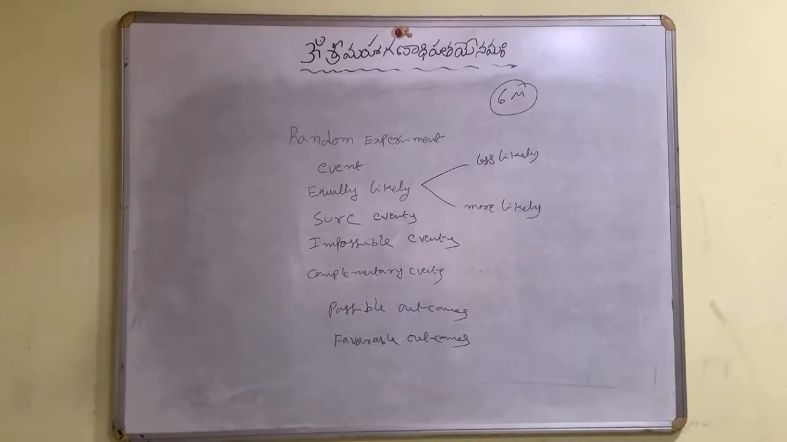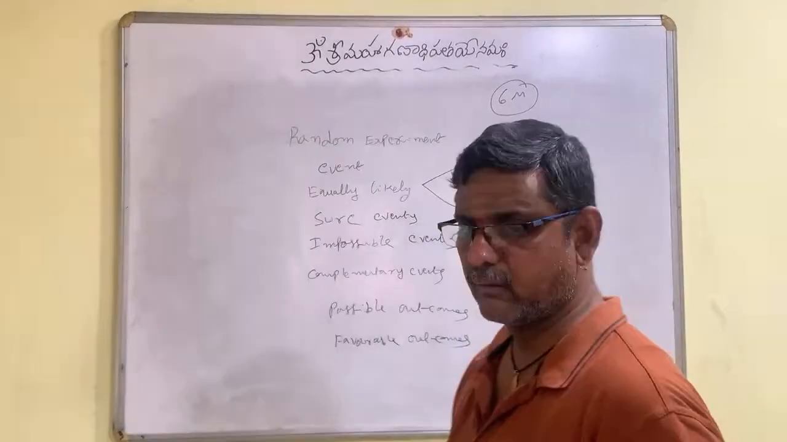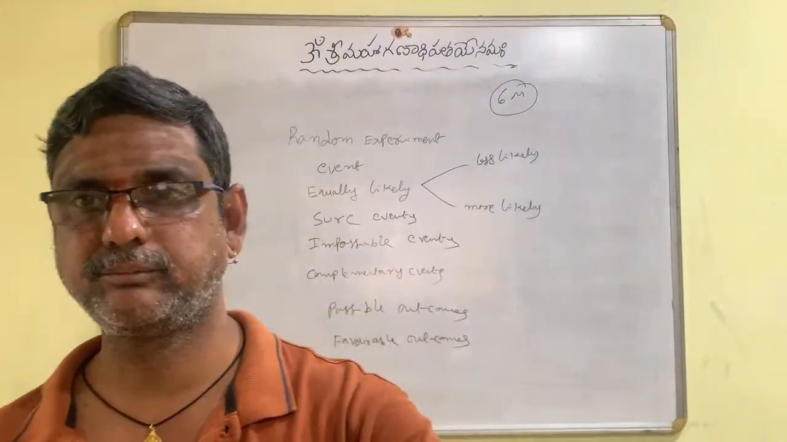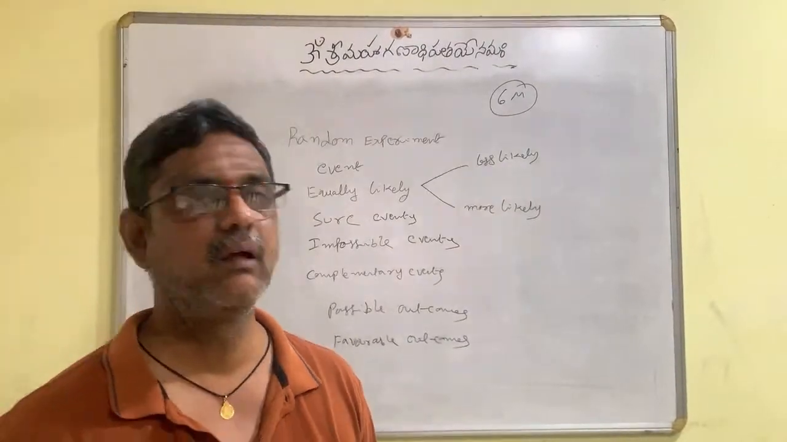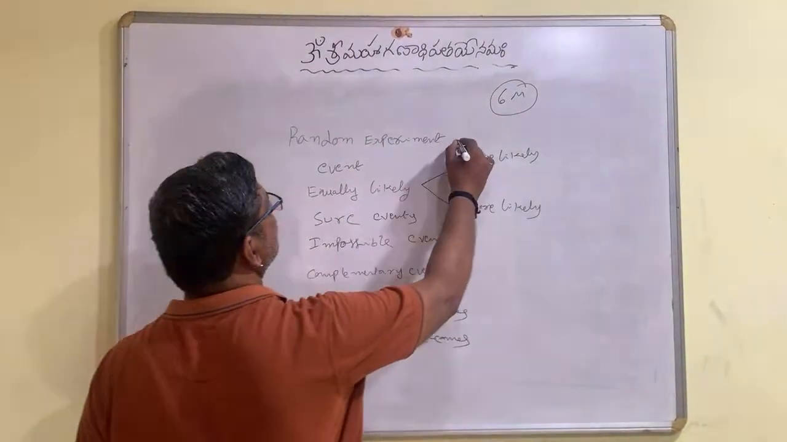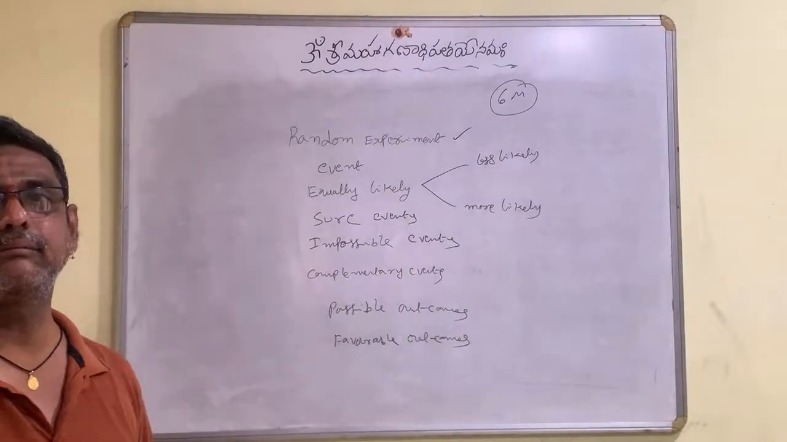Note down the names, everyone. Not everyone. Vaishnavi as well as Sohail. Right. First, random experiment.